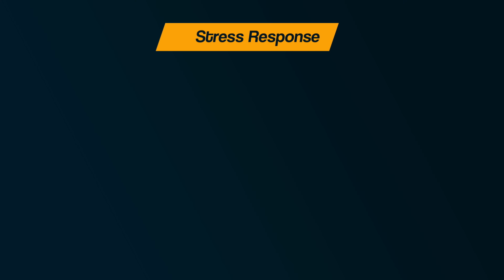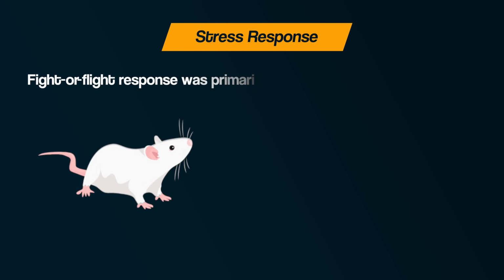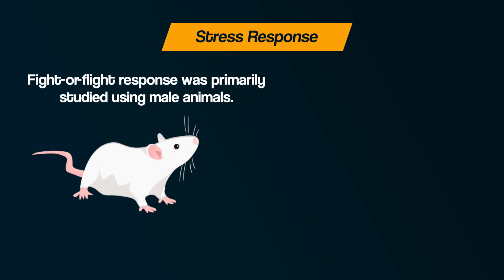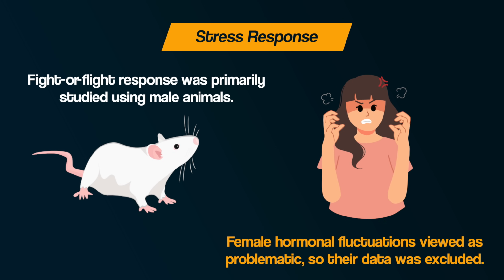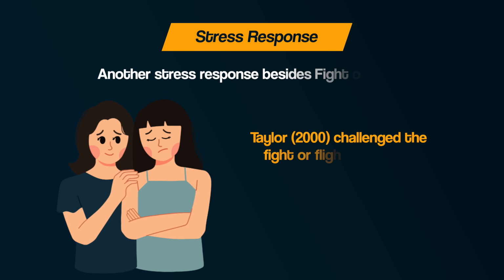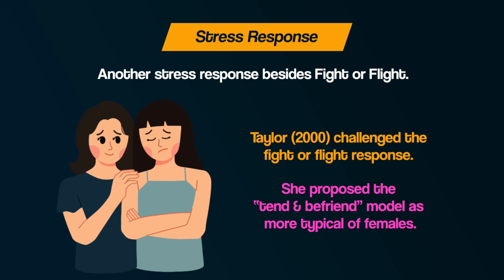Another example of beta bias is found in biological stress research, where the fight or flight response was primarily studied using male animals. Female hormonal fluctuations were viewed as problematic, so their data was excluded. Taylor in 2000 challenged this and proposed the tend and befriend model, a stress response more typical of females. Here, beta bias occurred by assuming male responses could be universally applied.